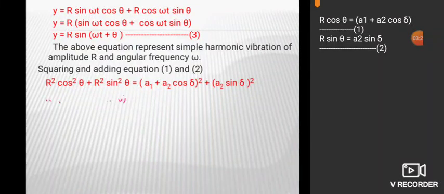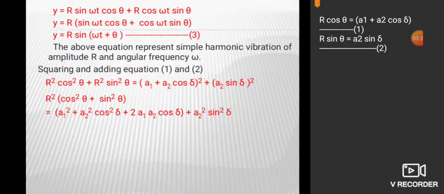Already we know R² is taken common. Now it is cos² θ + sin² θ. This must be equal to the right hand side, where the first term is in the form of (a + b)². Therefore expand this: a1² + a2² cos² δ + 2a1a2 cos δ. Similarly the next term is + a2² sin² δ. Already we know cos² θ + sin² θ is equal to 1.